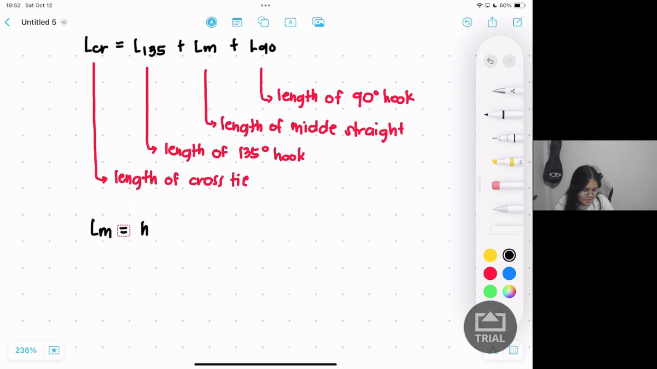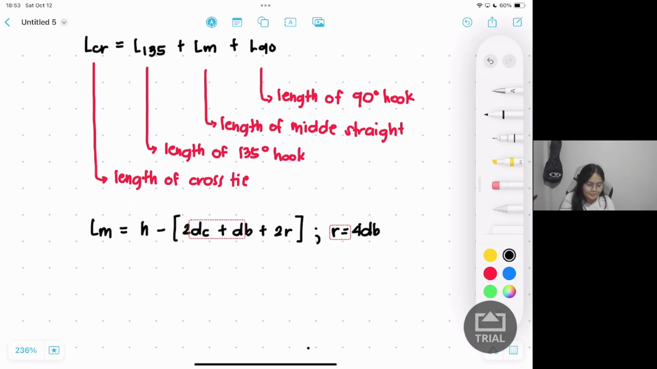So H minus dalawang concrete cover plus isang diameter plus dalawang radius ni bend. Okay? Wherein, itong R, 4 dB din yung gagamitin. Okay? Ipa-follow natin yung radius for the transverse reinforcement natin.